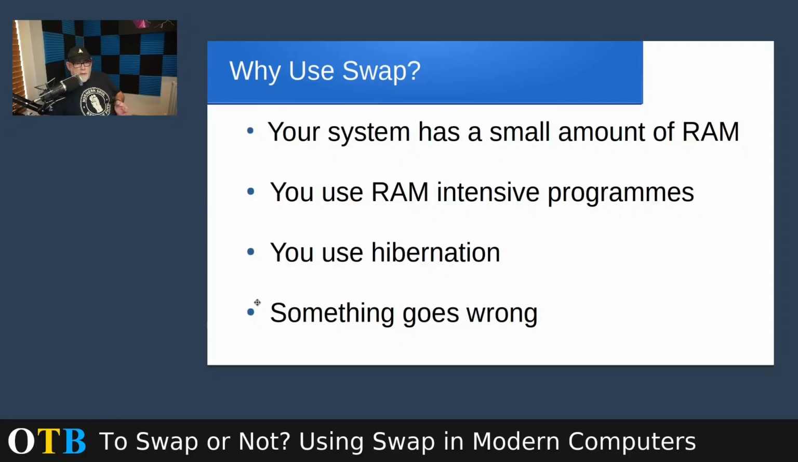So, just to summarize, why would you use swap? Well, your system has a small amount of RAM and you're tending to use it to its full capability. You use RAM-intensive programs. You hibernate your system, or worst case scenario, you could also get an application that goes rogue and suddenly starts eating up all of your RAM. And if you have a swap space where your RAM can swap out pages of memory to, it gives you a little bit more time to try and sort it out before your system crashes.